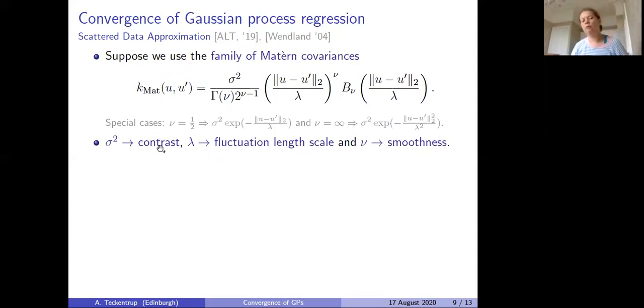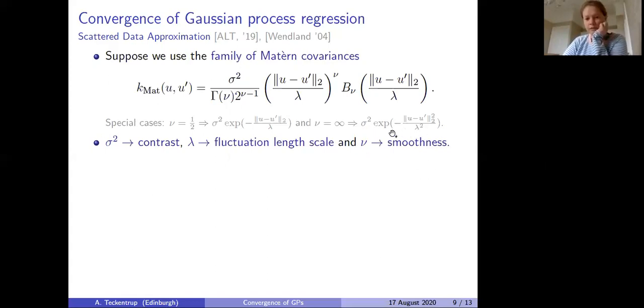So that is the marginal variance. It governs the size, or the amplitude, of the typical samples. Then there's the correlation length lambda, or the fluctuation length scale. This is the one that governs on what scale you get typical fluctuations. So if your lambda is very large, then you get fluctuations only over very long time scales. And if lambda is very small, then you get very oscillatory behavior.